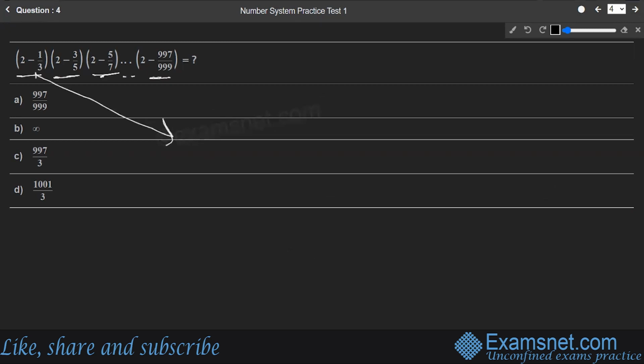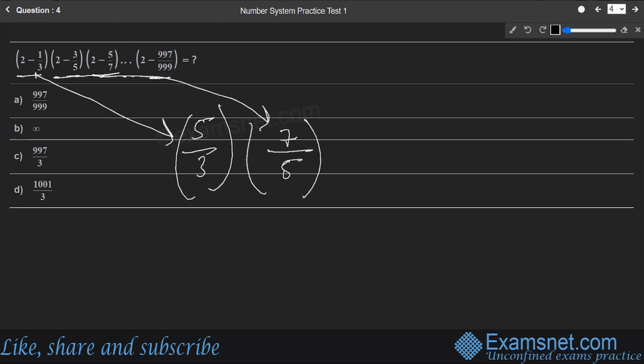First is 2 - 1/3. If you solve this, it is going to be (6 - 1)/3, that is 5/3. If you solve the other bracket, that is 2 - 3/5. If you take the LCM as 5, it's going to be (10 - 3)/5, that is 7/5. If you solve the third one, the LCM being 7, 7 into 2 is 14, minus 5 is 9/7. And this is how it will continue.